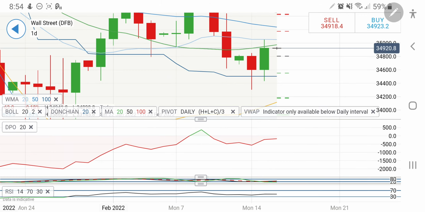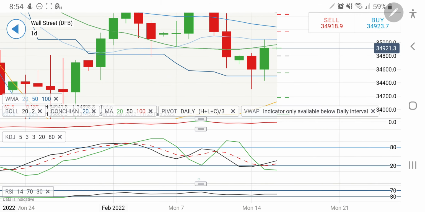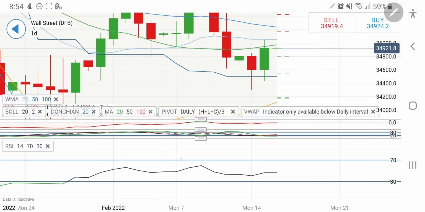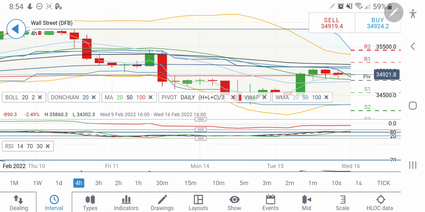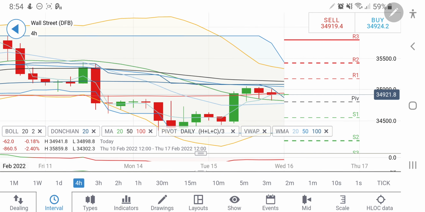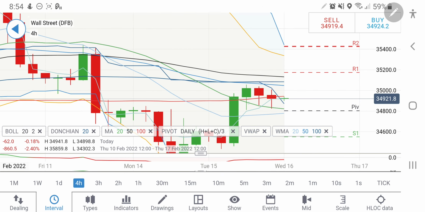Now look at the trended price oscillator, it is comfortable. Stochastic was nearly at oversold levels, trying to enter into the buy zone or comfortable levels again. RSI is also at comfortable levels. Now look at the 4-hour charts. On the 4-hour charts, you can see how beautifully this 20 period moving average is providing a support, and now it is lying at around 34,800.